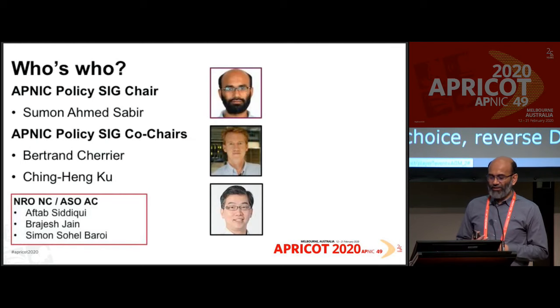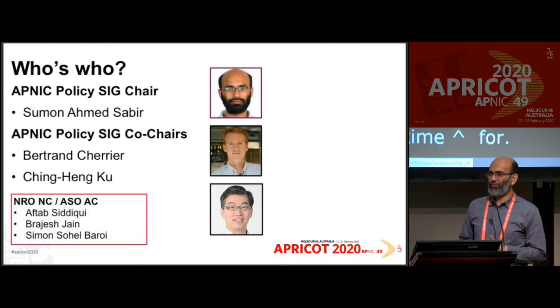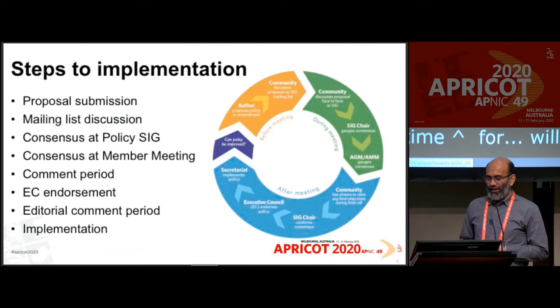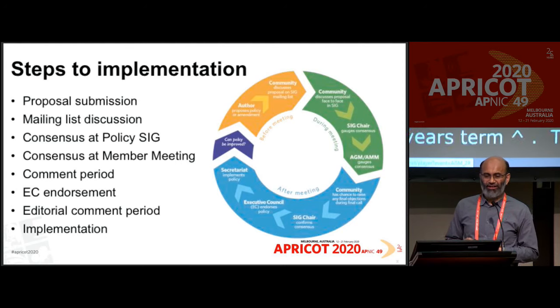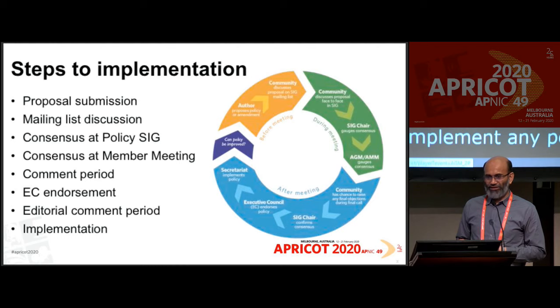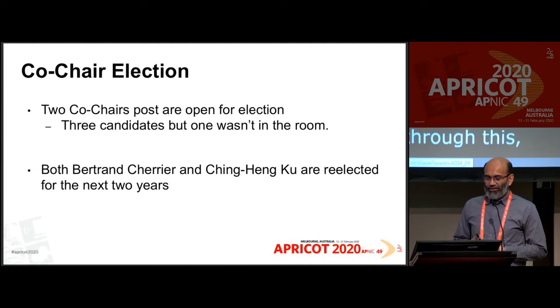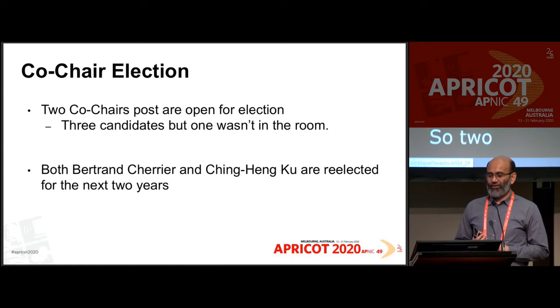These are those who are actually dealing with policy. I'm the chair, and Bertrand Sharier and Ching-Han Ku are the co-chairs. It is also supported by NRO NC and ASO AC. This time, the seats for Bertrand Sharier and Ching-Han Ku were open for election. They completed their two-year term. There are a few steps we follow to implement any policy in the APNIC region. I'll not go through this detail; we have discussed it in the policy meeting. So two co-chair posts were open for election this time. Three candidates, but one was not in the room. Both Bertrand Sharier and Ching-Han Ku are re-elected for the next two years.